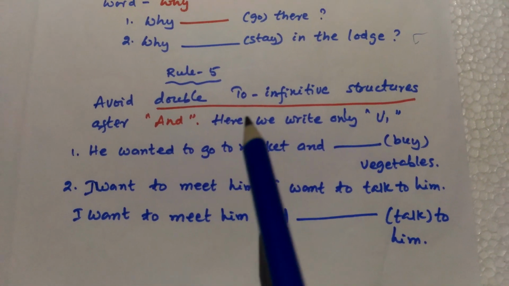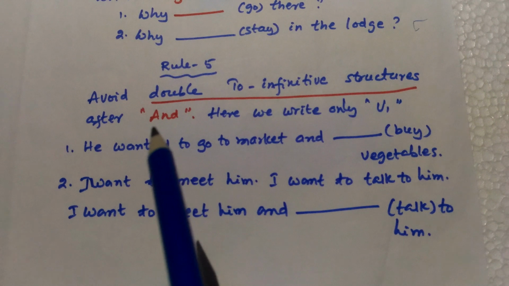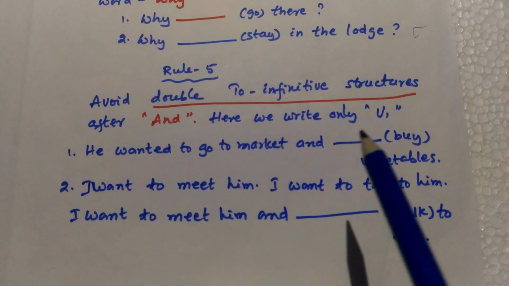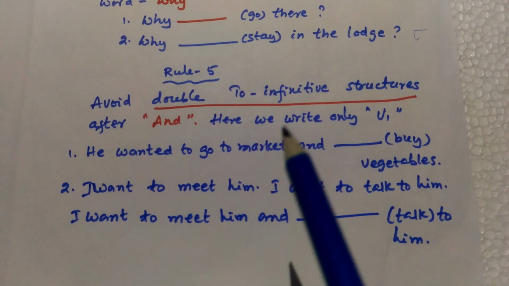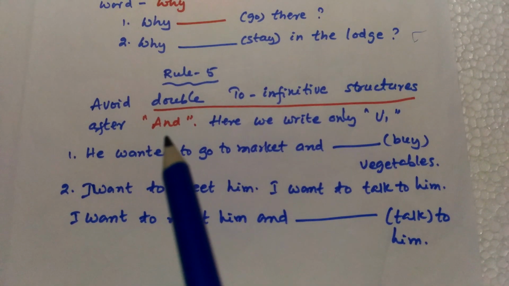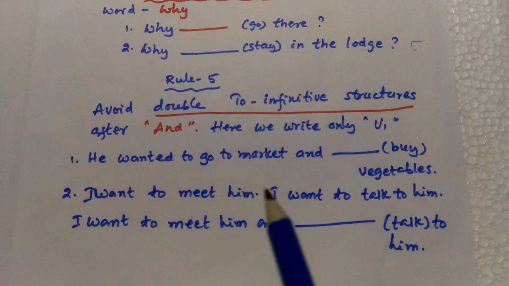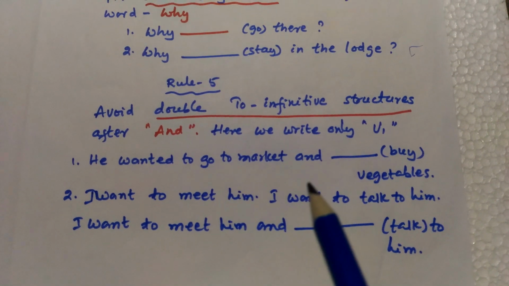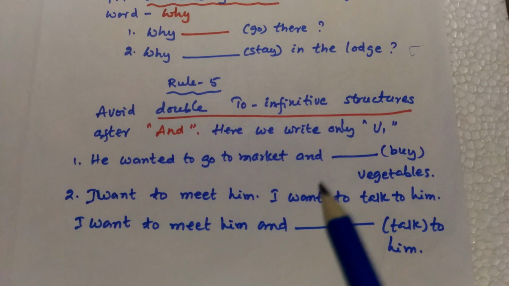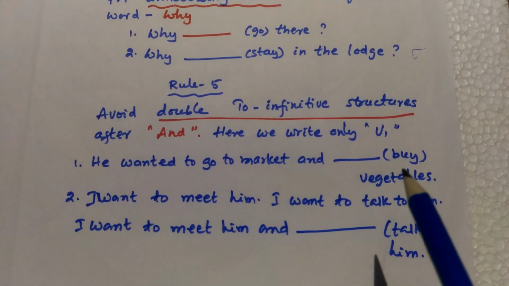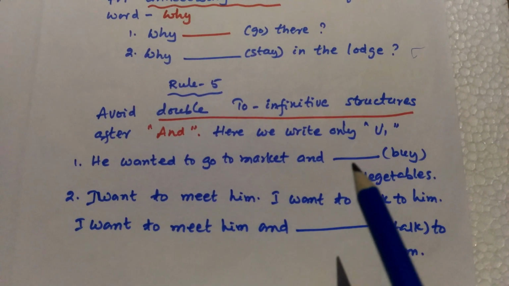Avoid double to infinitive structures after and. Here we write only verb 1. That means whenever two infinitive structures are joined together by and, then we have to leave one to preposition, and that means we have to write only infinitive, that means base form in the fill up.